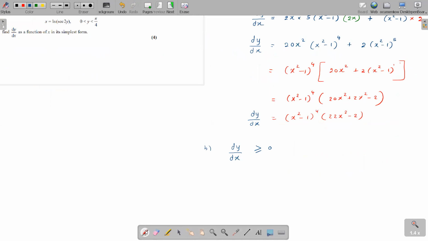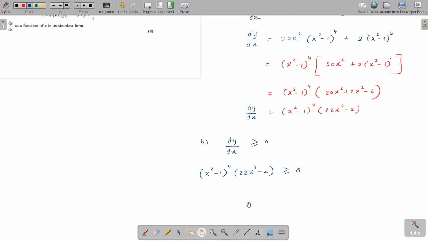Let's get it done. So this I think you will need to use a little bit of strategy here, isn't it? 22x squared minus 2 greater than or equals 0. I think you may have gotten stuck here, right? Did you? Or were you able to manage to do this? Did you all manage to do it?